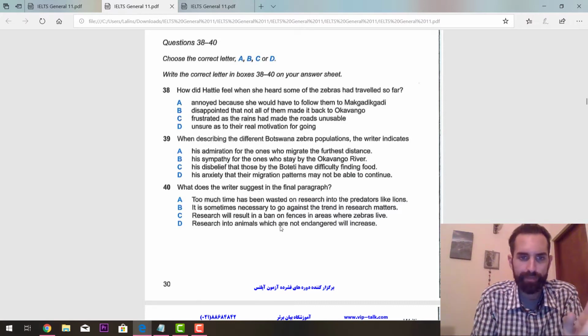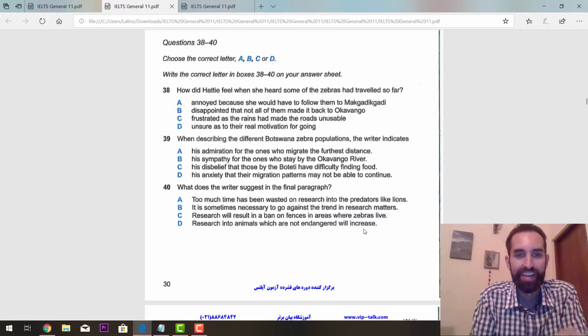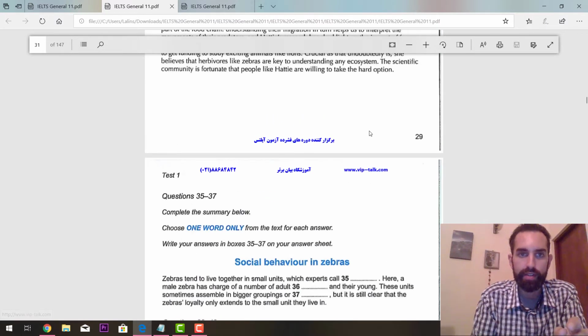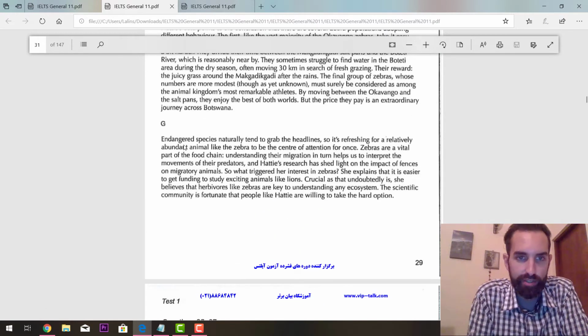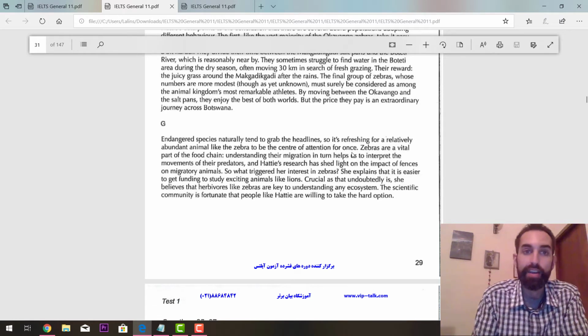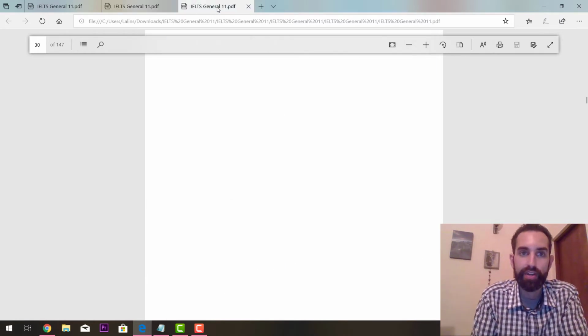C, research will result in a ban on fences in areas where zebras live. No, it's definitely not that. Or D, research into animals which are not endangered will increase. No, it's definitely not D either. So I think it's B, it is sometimes necessary to go against the trend in research matters. Let's have a look at the section. Endangered species naturally tend to grab the headlines, so it is refreshing for a relatively abundant animal like the zebra to be the center of attention for once. Okay, yeah, that's saying going against the trend.